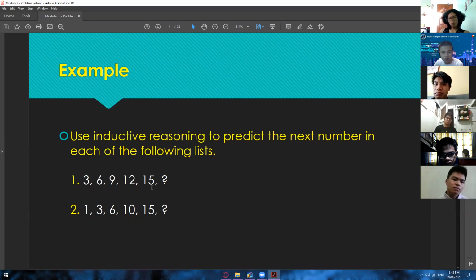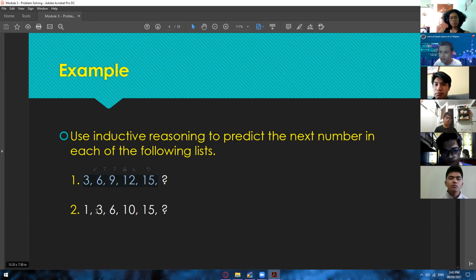The same with 2, 4, 6, 8, 10, 12. It's like counting even numbers. So the same with this one, but it's not odd and it's not even. It's counting with an additional 3 on every next number. So the next one is 18, of course. You're basing that on the past examples.